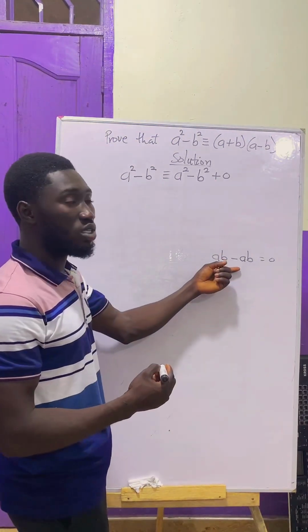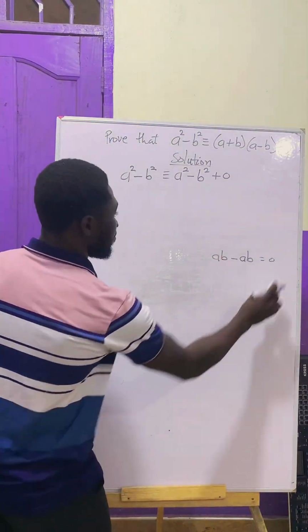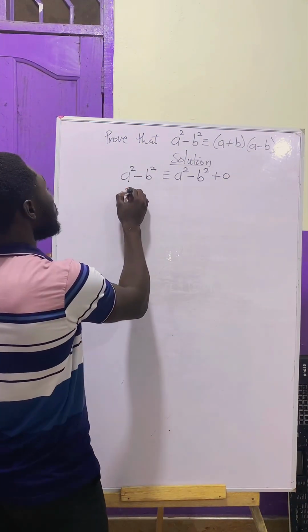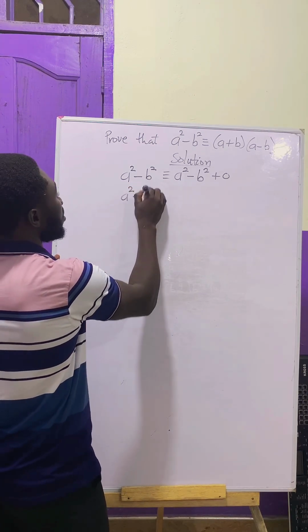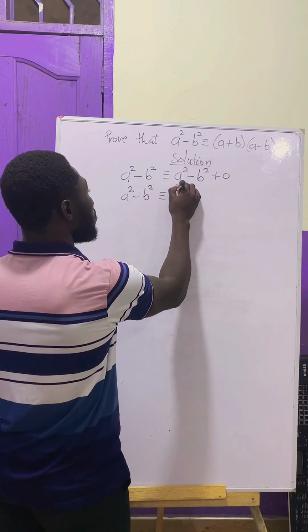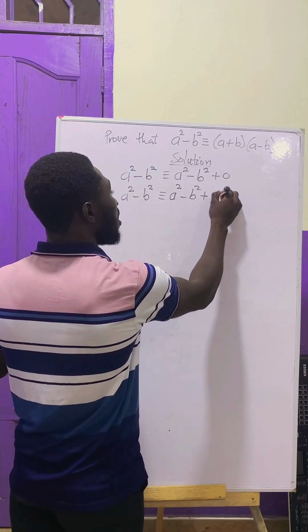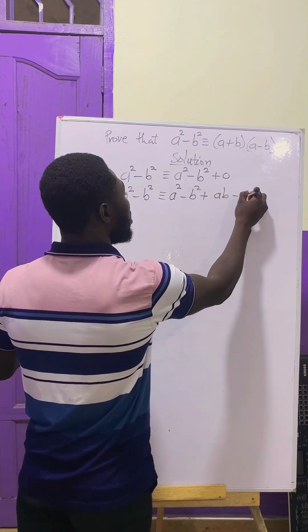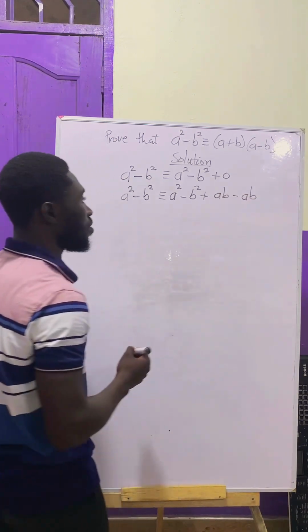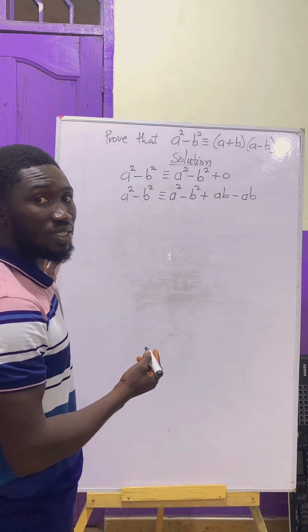So let's substitute this in place of 0. We are going to have a squared minus b squared, which is identical to a squared minus b squared, then plus ab minus ab, like this. We are on track. Let's continue.